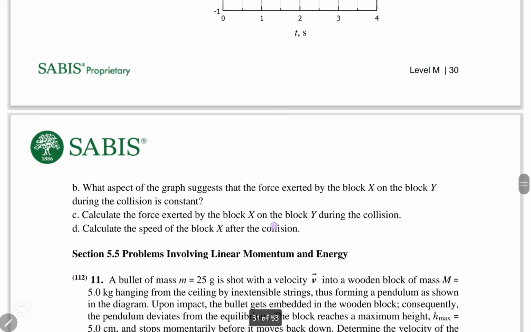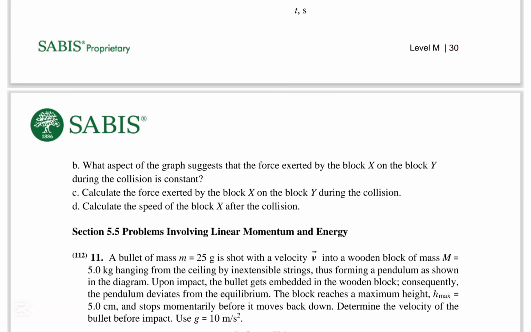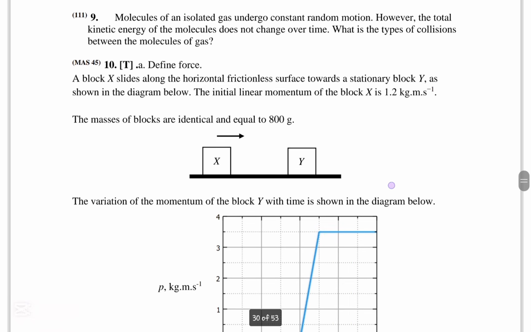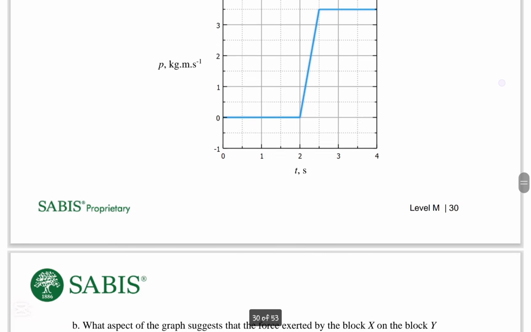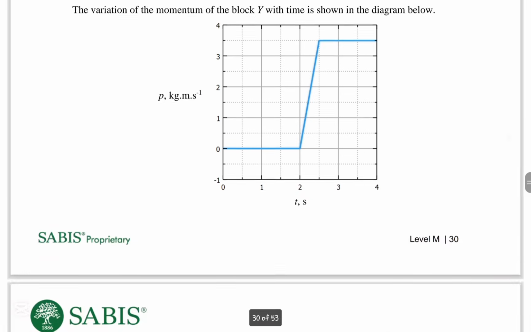Now for the last and final part of the question, calculate the speed of block X after the collision. By the conservation of momentum, we need to apply m1 u1 plus m2 u2 equals m1 v1 plus m2 v2. Now, block Y does not have a momentum initially, right? They already gave us the impulse, which is 1.2. They want the speed of block X after the collision.